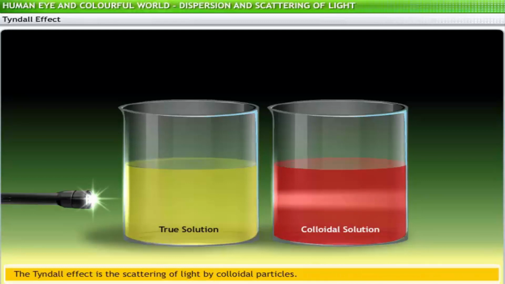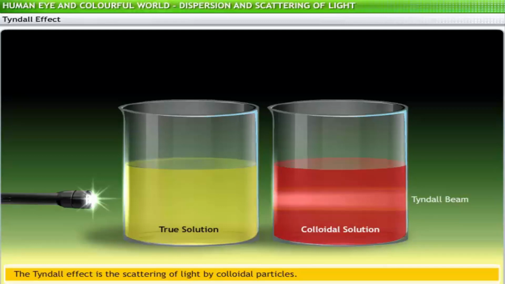Observe this narrow beam of light when I pass it through this colloidal solution. Wow! I can see the beam of light passing right through the solution. Yes, that is the effect of the scattering of light. When the beam of light is scattered by the colloidal particles in the solution, its path is illuminated. This phenomenon of the scattering of light is called the Tyndall Effect. The illuminated path of the beam is called the Tyndall beam.